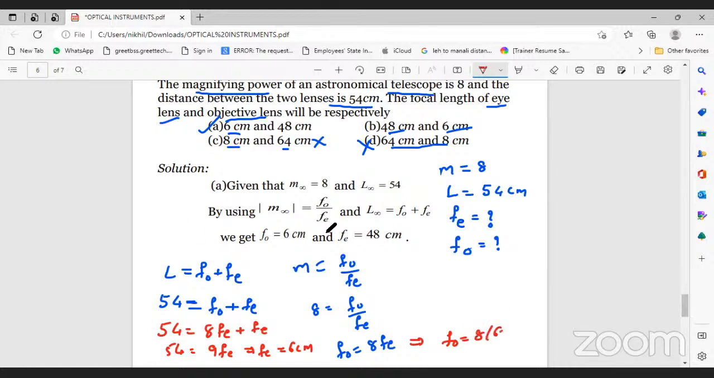8 times of 6. So what is 8 times of 6? 48 centimeter. This is the focal length of the objective lens. So you will get option A.